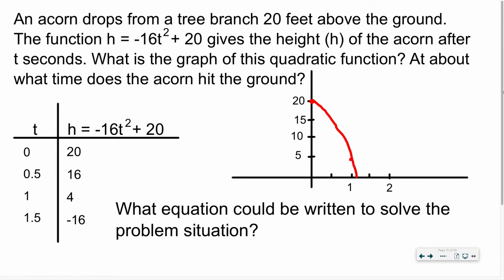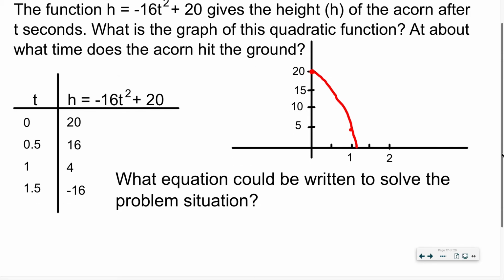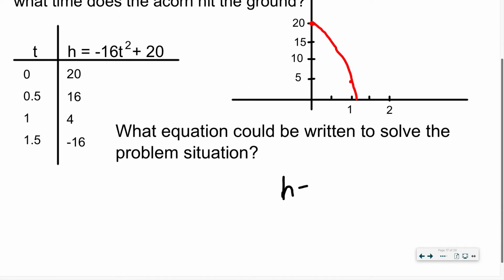So what equation could we use if we wanted to figure out exactly where the acorn hit the ground? We already have the equation of the graph. How could we use that to find out how long it took the acorn to hit the ground? Zara, what do you think? Maybe the height is 0. Yes, I can use the same function, h equals negative 16t squared plus 20. I'd substitute in, like Zara just said, 0 for the height, and how would I solve?